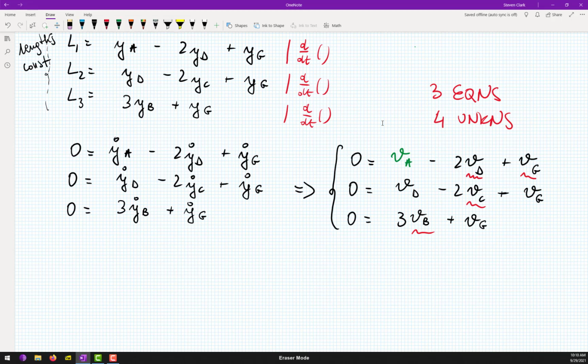So we have our 4th equation. VB must be equal to VC. Yeah, thank you. And all of a sudden we have 4 equations. Yes, we have 4 equations, so it's solvable. Okay, let's solve it quickly.